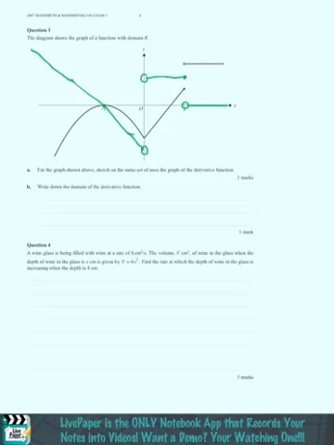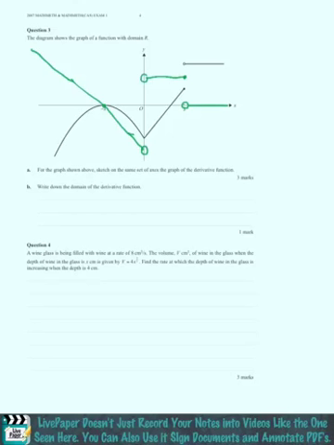Just for the remaining part of the question, write down the domain of the derivative function. So the domain is all real values except for where the gradient function doesn't exist, at 0 and at 3. So they're the points where it doesn't exist. And that should be sufficient to get full marks.